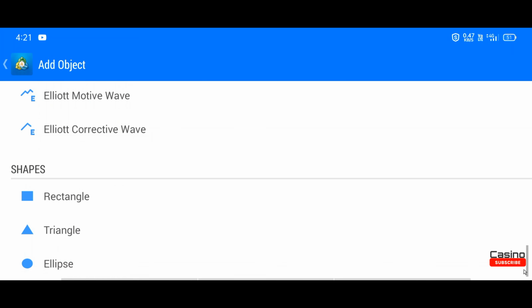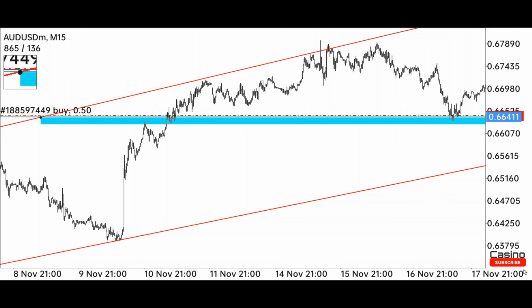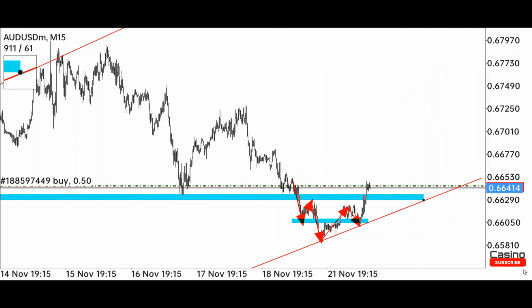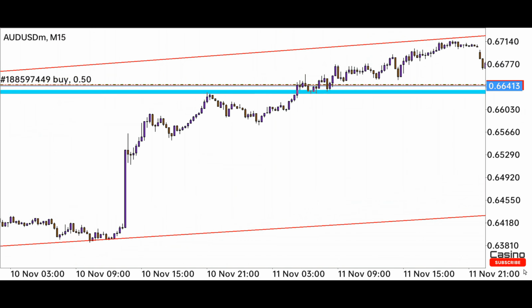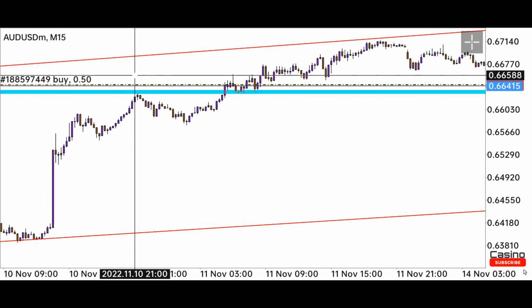For that I am using the rectangle tool and will draw it on this level, because here we are getting to see multiple reversal points, due to which the market is repeatedly reversing at this level. Here the market took resistance and went down at this place. The market took the first resistance in the trend channel.